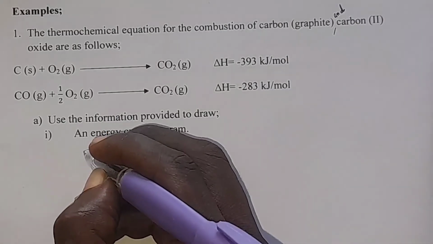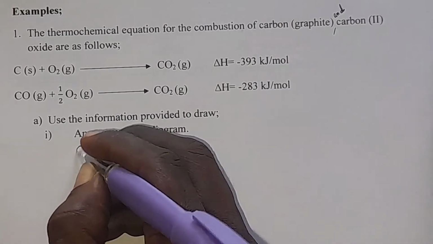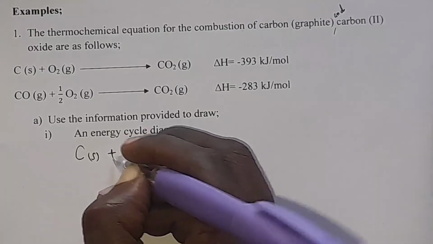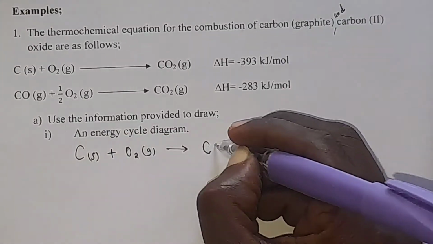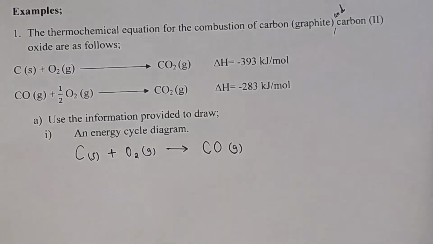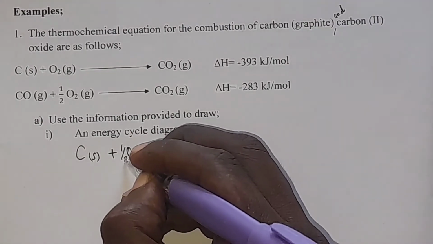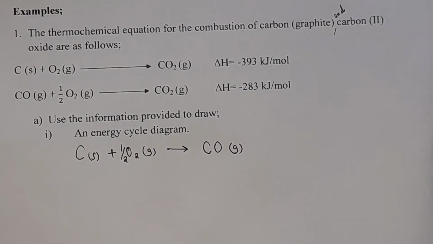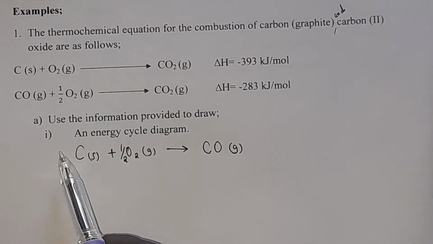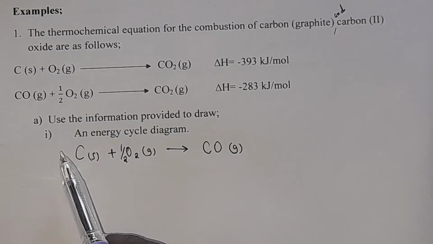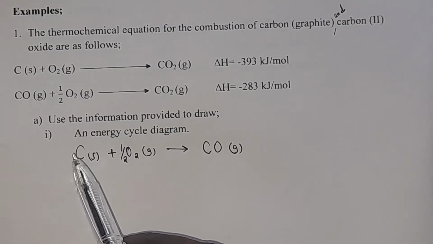So the elements that form carbon monoxide are two. That's carbon, which is solid, plus oxygen, which is a gas, giving us now carbon monoxide gas. Okay, so this equation is not balanced. Then for us to balance, we are going to put half of oxygen there, because we cannot balance by putting 2 here and 2 here, because that's not the standard enthalpy of formation of carbon monoxide.